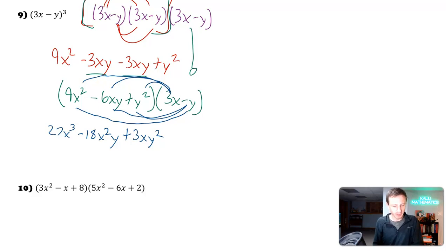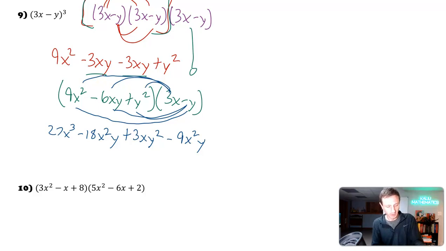Now I'm going to do the negative y. Negative y times 9x squared is negative 9x squared y. So be careful there, because it's just negative 1 times 9, which is negative 9. And I have x squared times y, not the same variable, so just write that as x squared y.